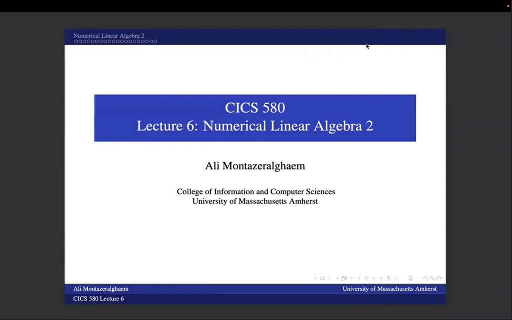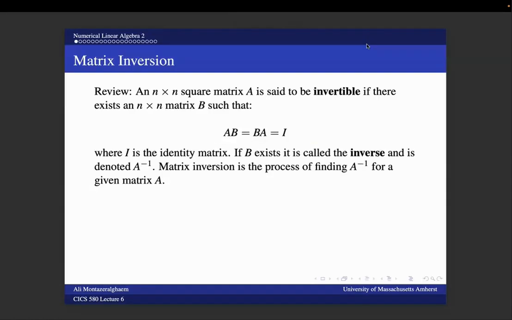In this lecture, I will talk about the second part of numerical linear algebra. Today, I will talk about matrix inversion. Just a review for matrix inversion.